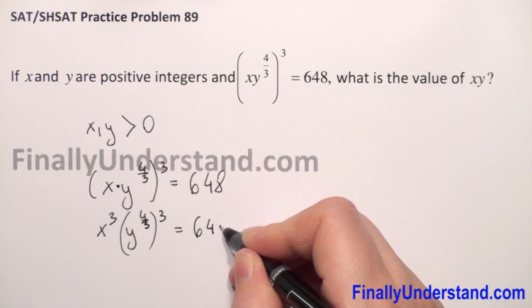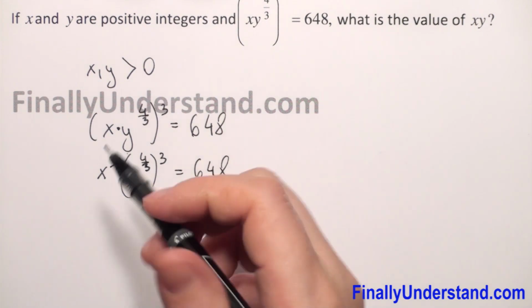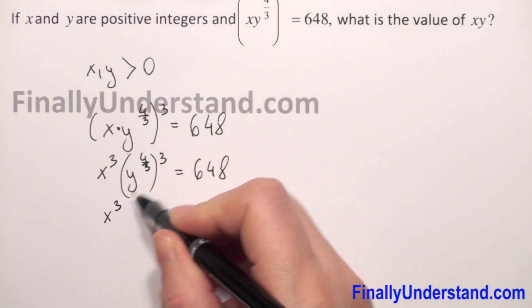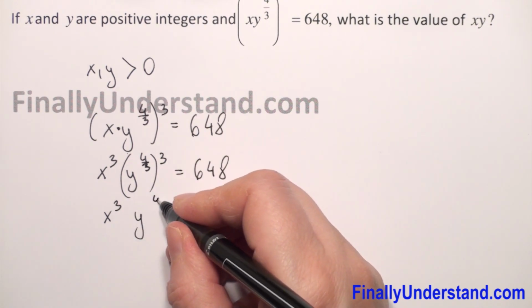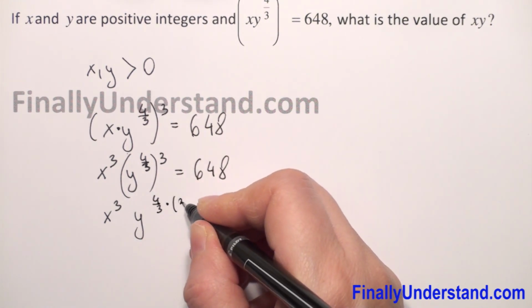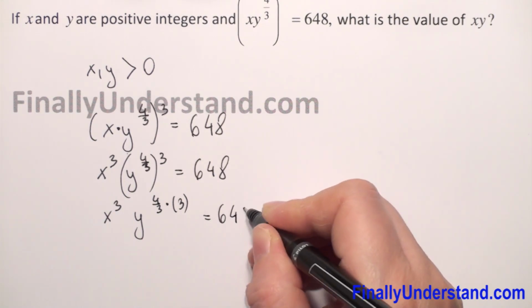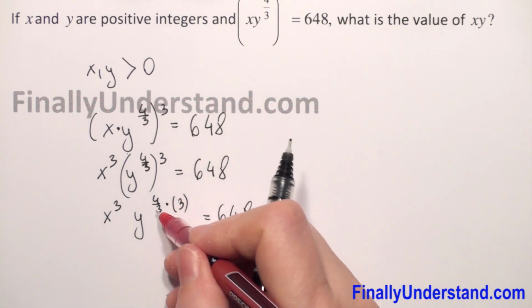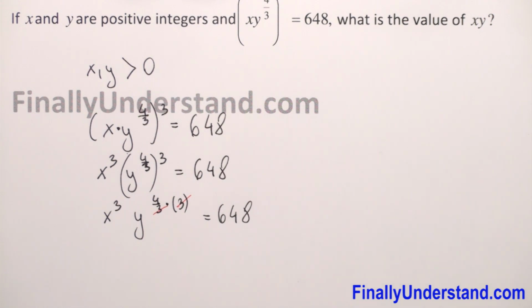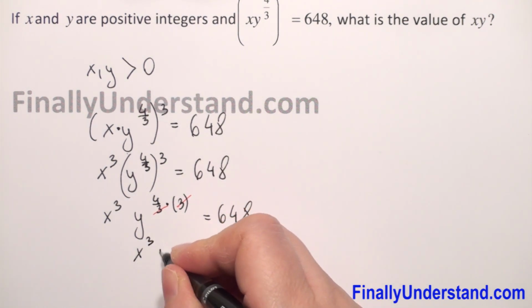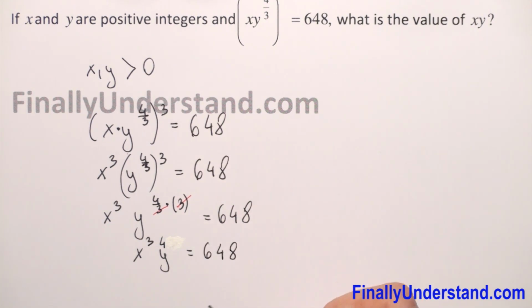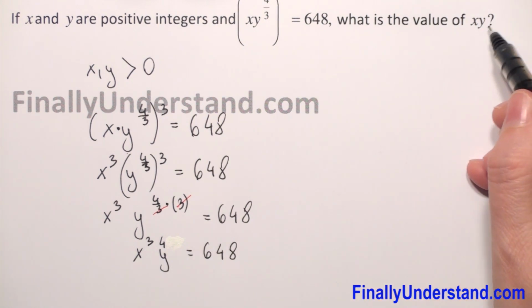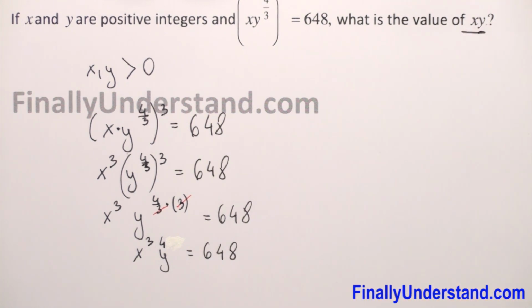This is 648. So now we copy x to the third power, power to power, so we have to multiply these powers. We have 4/3 times 3. We see that 3 and 3 we can reduce, and we have that x to the third power y to the fourth power is equal to 648. What else? We need to find x, y to find the value x times y.